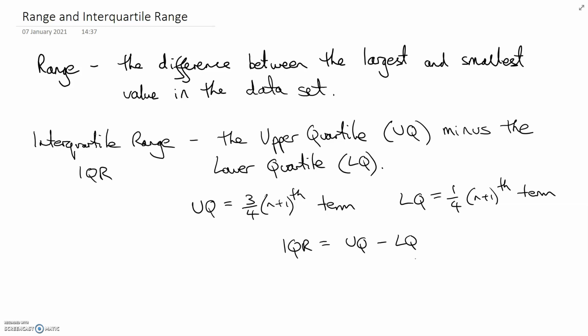And we do need to know how to do interquartile ranges from cumulative frequency as well, but we'll do that in a different video. So we're going to do 2 questions. One is going to have 7 items, one is going to have 11 items, and we're going to find the range for each one and the interquartile range for each one.